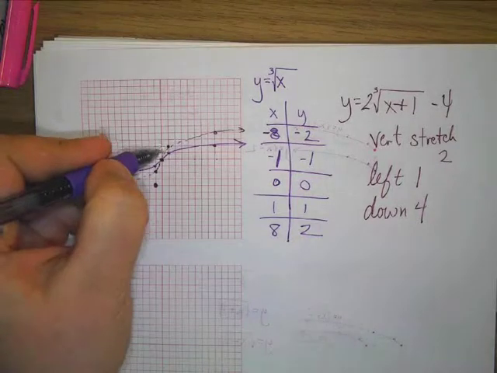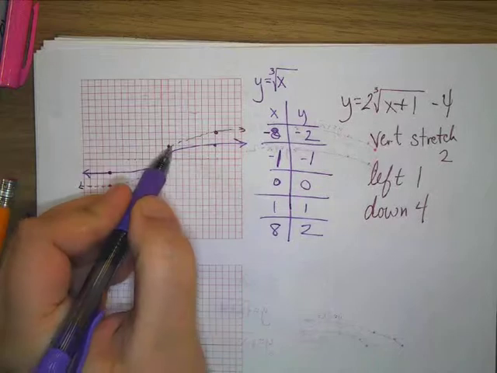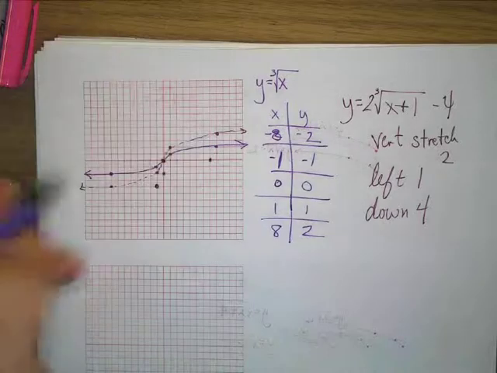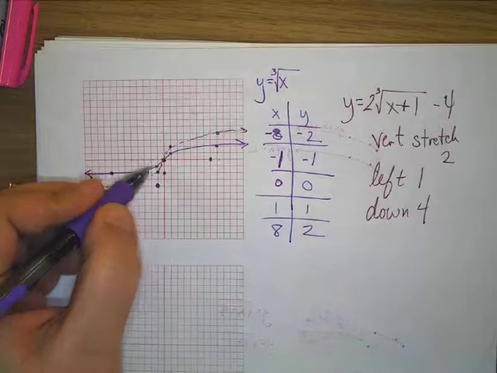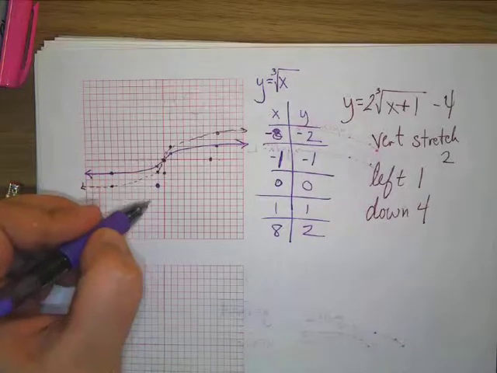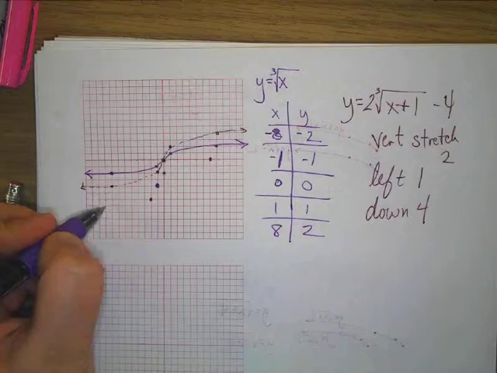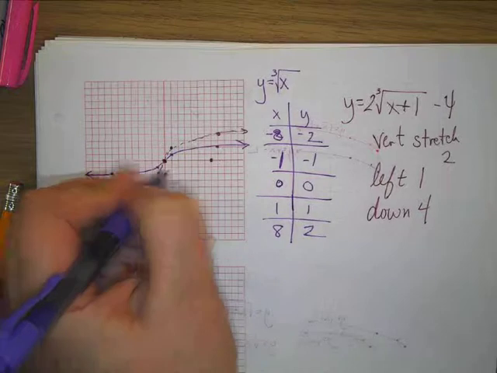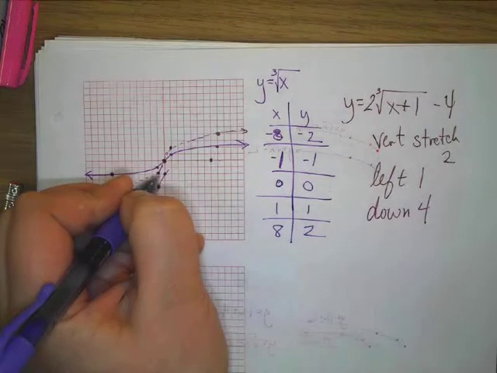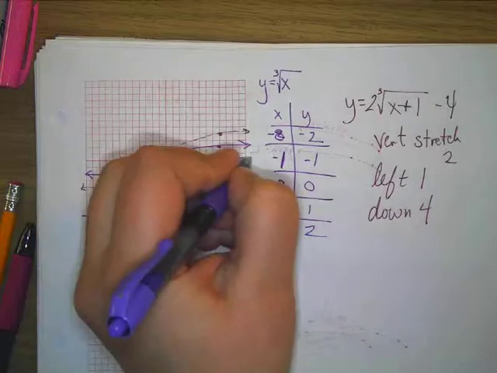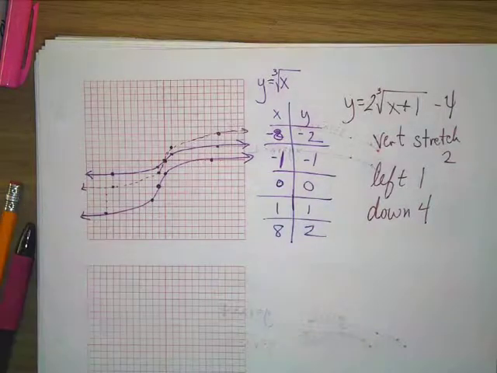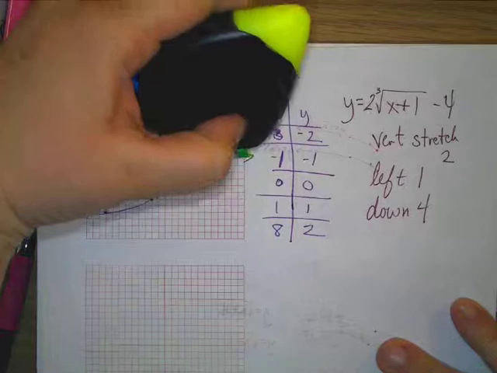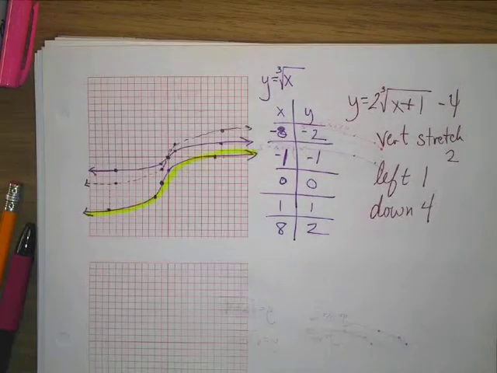We're going to go left 1, down 4. No, from the new dash one. Go left 1 and then down 4. 1, 2, 3, 4. Oh, I got lost. So, yeah, you're on track. Oh, right there. That was close. So maybe on my homework I would highlight the one that I was done with.